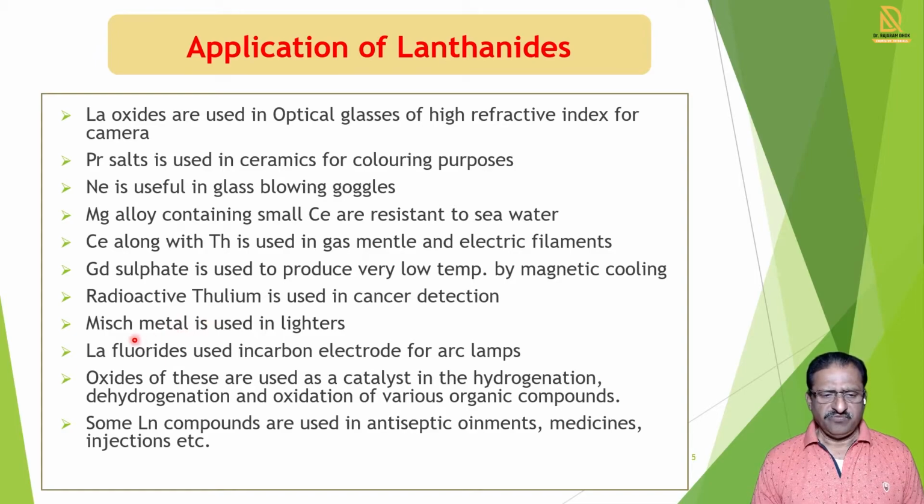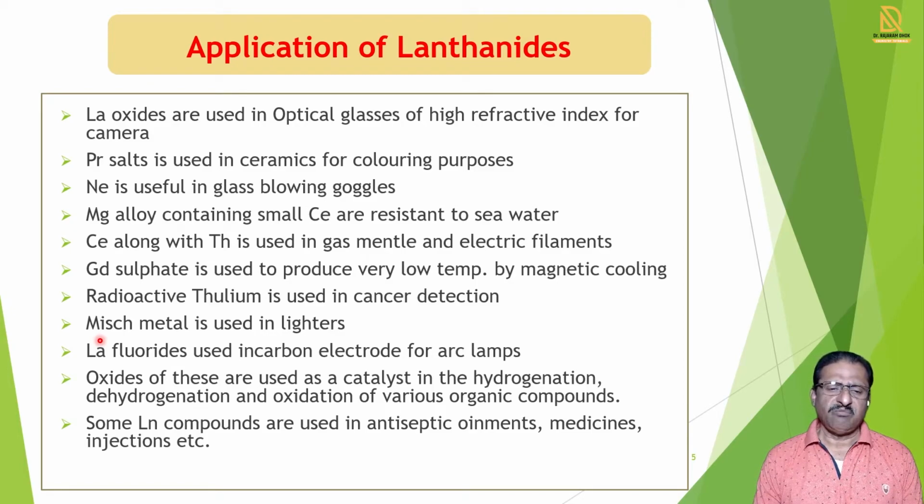Then mish metal. Such mish metal is used in lighters. What is that mish metal, we see in the next point. Mish metal is used in the gas lighter, cigarette lighter, or any other type of lighters. In every home there is a gas lighter, and if we see the structure of that gas lighter, at the central part there is one material, an alloy, and that alloy is mish metal, which has a pyrophoric property.